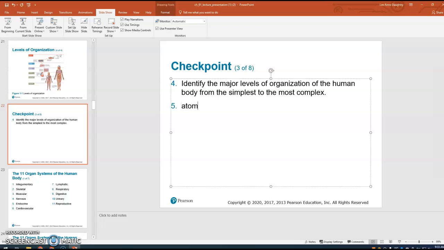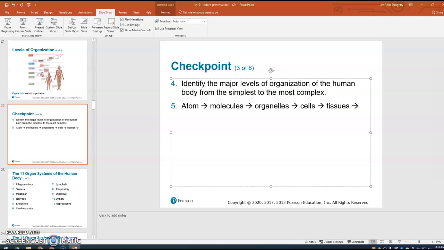So we would start with the atom. That would be the simplest, and then combinations of atoms would be molecules. And this is probably not going to be in any of your questions, but technically the molecules would combine to form small structures inside the cell called organelles. And then all the organelles plus the plasma membrane would make up a cell, or the cells. Groups of cells form tissues.